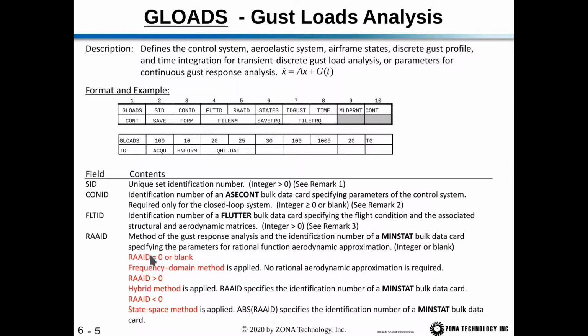If RFA ID is 0 or blank, then we do a frequency domain analysis, and so no rational function approximation is required. If RFA ID is greater than 0, then we use the hybrid method. So the RFA ID field refers to the MNStack card. This is for the rational function approximation for the normal modes and control surface modes. But remember, with the hybrid method, the gust aerodynamics are solved through the frequency domain. And then lastly, if RFA ID is less than 0, the state space method is applied. So the absolute value of this field refers to the ID number of the MNStack card. In this case, the RFA is applied to the control surface modes, the normal modes, and the gust modes.